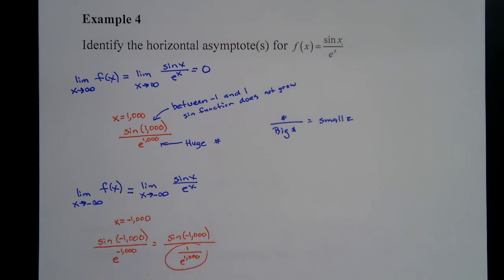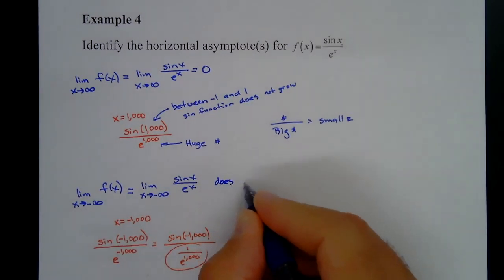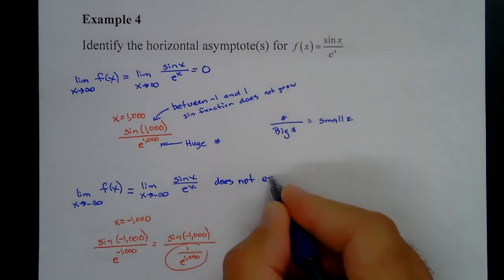Now, one thing we can't determine is whether it's positive or negative, because sine of negative 1,000 is just fluctuating between, it's some number between negative 1 and 1 again. Sometimes this is negative, sometimes this is positive. It just depends on where that is. So what does this mean? This limit will not exist. It's either equal to infinity or negative infinity, or it's bouncing between the two. And in this case, it's bouncing between the two because sine is oscillating between negative 1 and positive 1. So this limit does not exist.